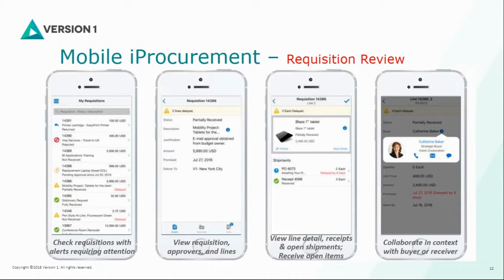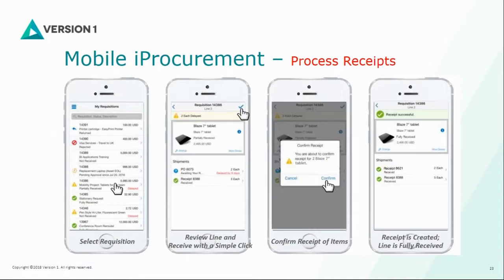Looking at mobile procurement, with it, employees can track requisitions on the go for approval and delivery status. They can view requisitions, approvers, lines and shipments. They can monitor alerts for approvals, rejections, returns and shipment delays. And they can collaborate in context using email or text. And they can also perform self-service receiving.